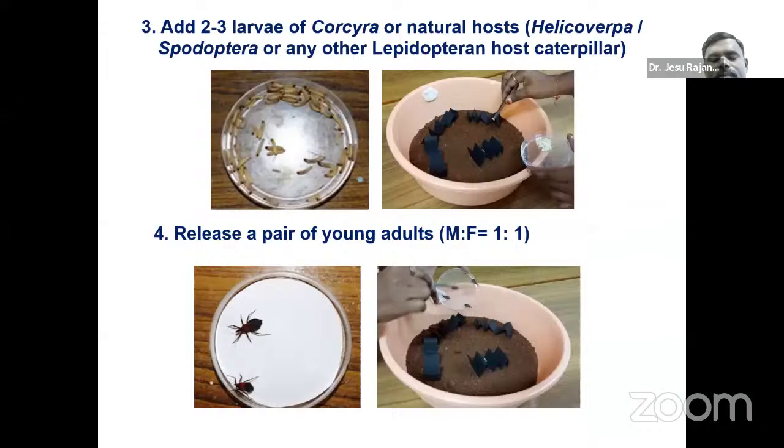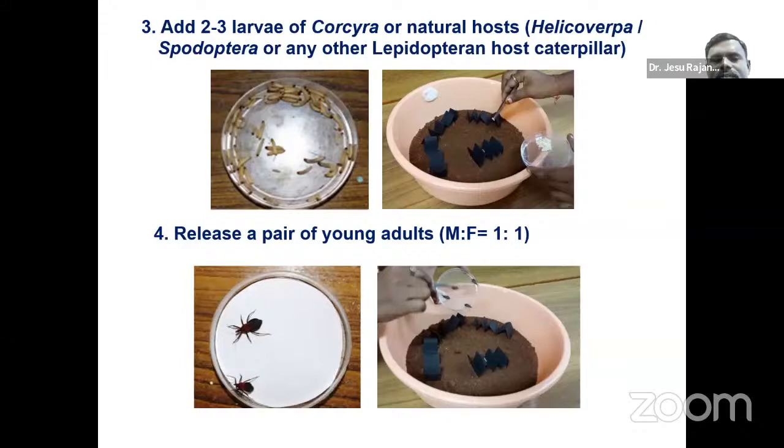The next important point is the host. You know the host. Mostly you prefer a natural host like Helicoverpa, Spodoptera, or any other Lepidoptera and Scatterplus, no problem. But the larva is very, very important. Otherwise, as a laboratory host, better to take Corcyra cephalonica. I think that's a very easy method for mass production of this Corcyra.